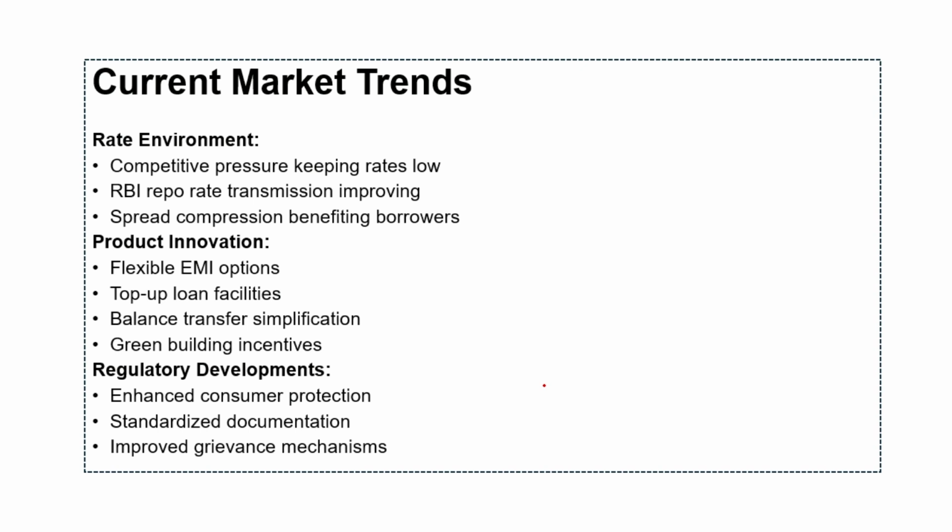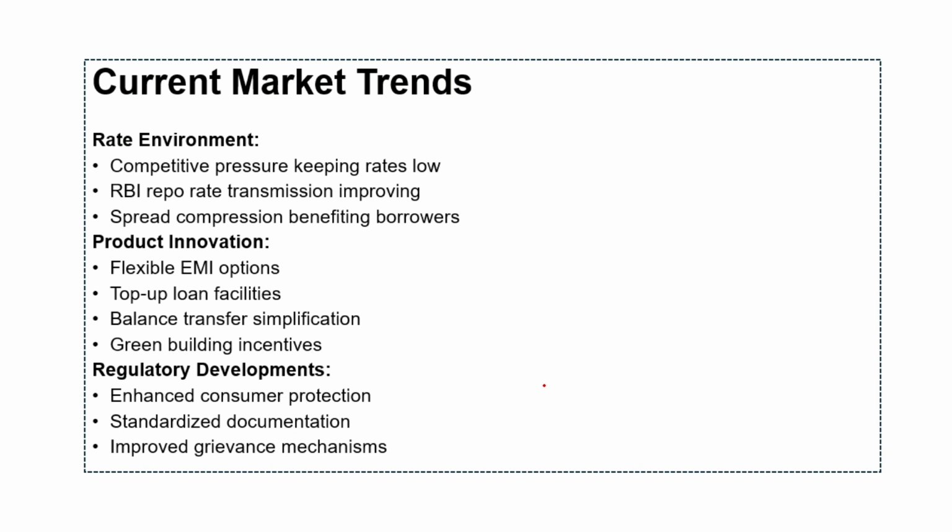Then product innovations. A lot of new products have been launched by different lending agencies and companies, and they are offering flexible EMI options, top up loan facilities. Then balance transfer simplification is being done, and then green building incentives are also being provided. So there are a lot of such different products available in the market.